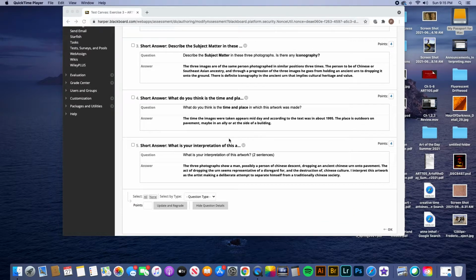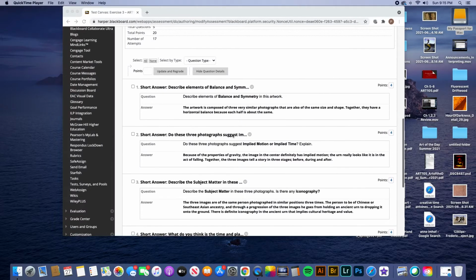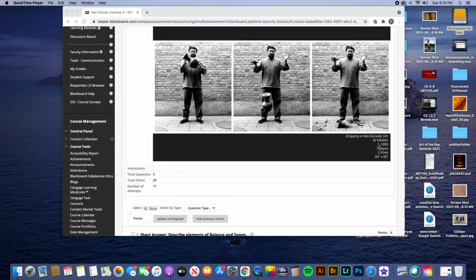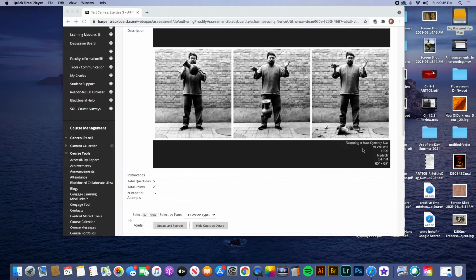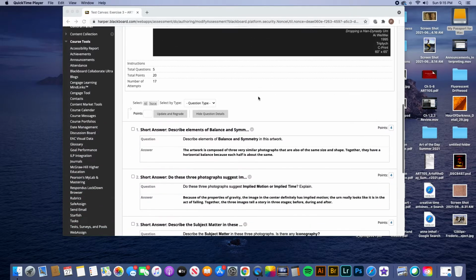What do you think is the time and place in which this artwork was made? The time the images were taken appears to be midday, and according to the text is about 1995. A lot of you got 1995, which is good, it's a gimme, but middle of the day, so that's sort of judging the lighting of the image.